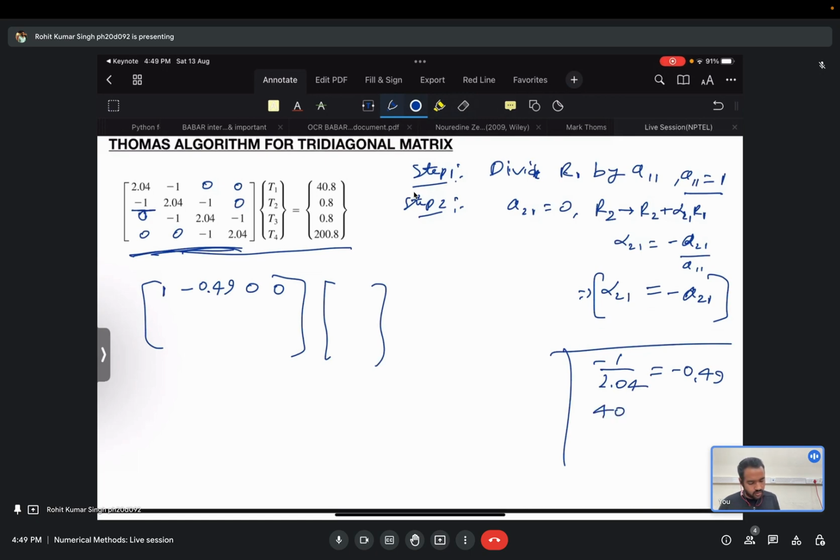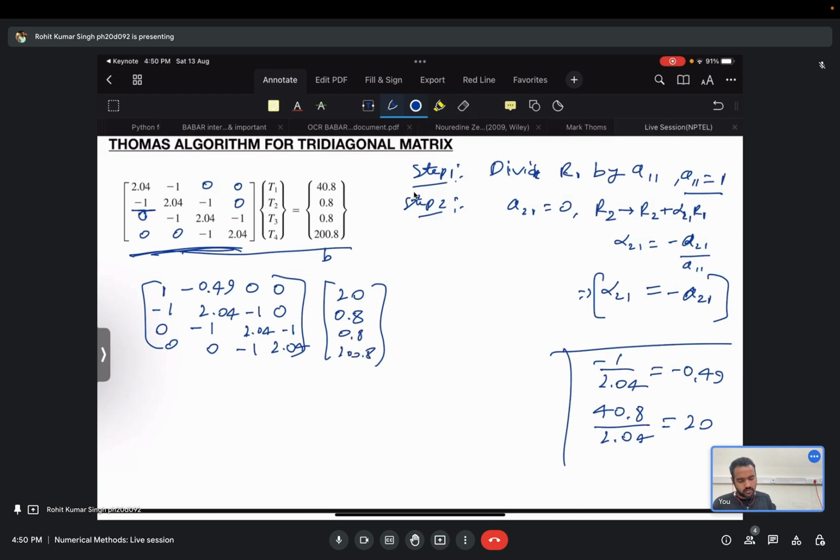Also you have to divide the B matrix: do the same operation as you are doing here with the B matrix. So 40.8 divided by 2.04 will be just 20, and the other elements will be the same: minus 1, 0 and 0.8, 0, minus 1, 2.04, minus 1, 0, 0, minus 1, 2.04, and 0.8, 200.8.